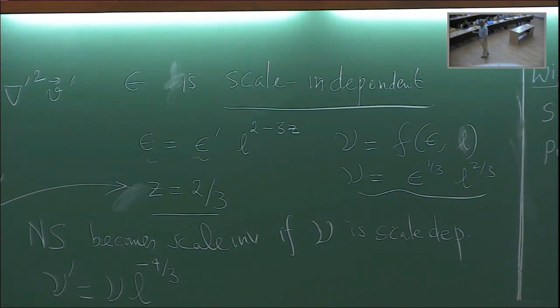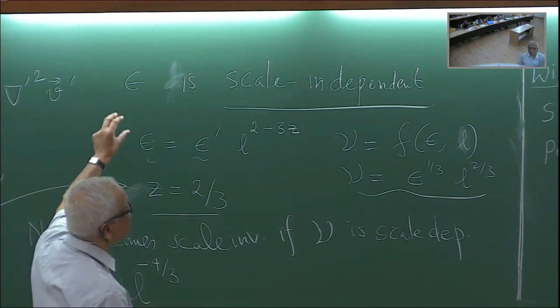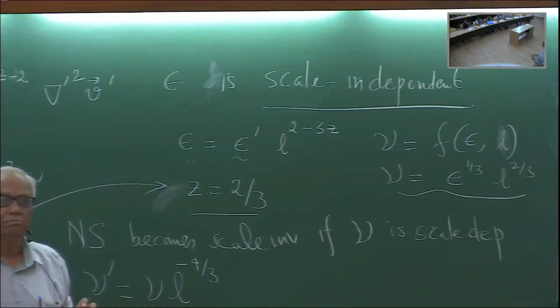Because that is the Kolmogorov picture: it's epsilon flowing constantly through all scales, so it's scale independent. So I'm imposing the Kolmogorov picture of turbulence through this single statement.